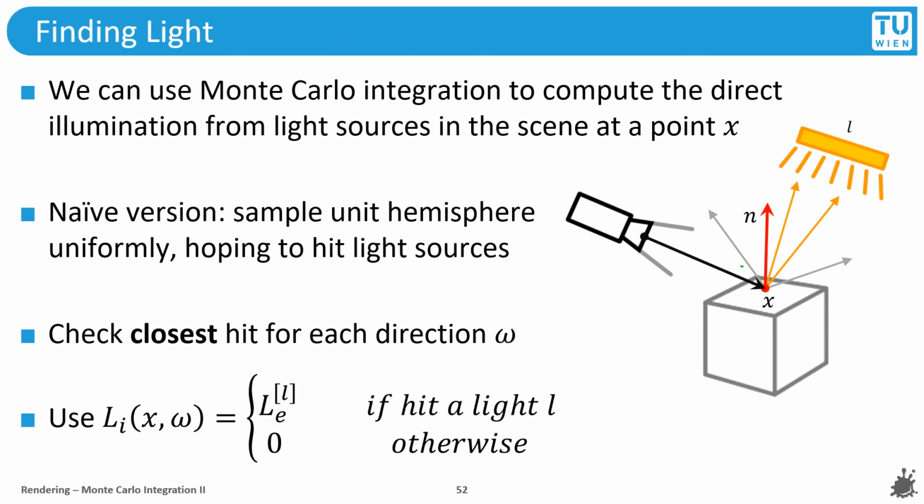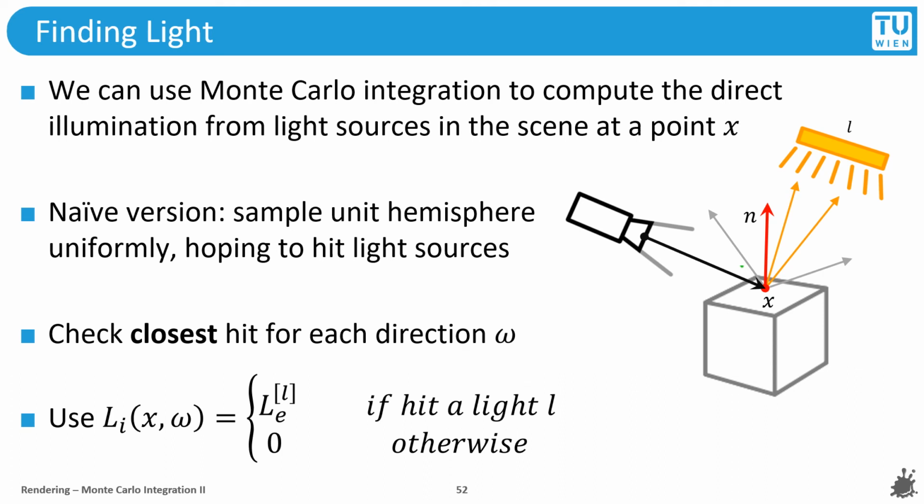The second way that we look at today for getting some lighting into our scene will be through direct illumination from light sources. For each visible surface point X in the scene, we can just continue the ray in a uniformly random direction on the hemisphere, hoping to hit some light source. If the closest intersection that we find for a direction omega is indeed the surface of a light source L, then we can take the amount of light emitted by that light source L as the incoming light from that direction. And with that, we can already perform direct lighting.